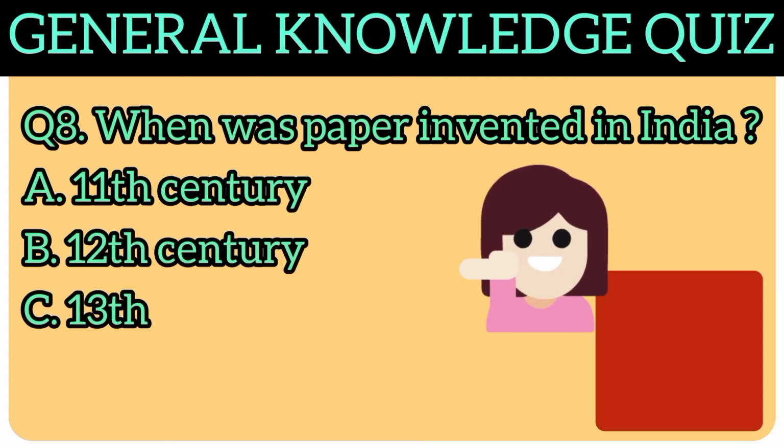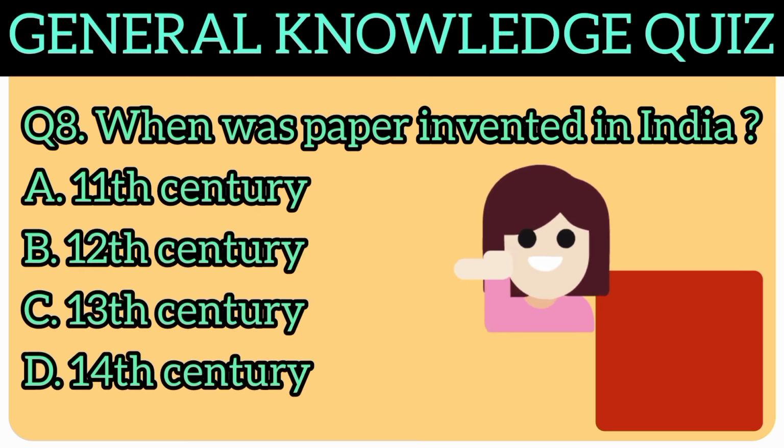Question 8. When was paper invented in India? Your options are A. 11th century, B. 12th century, C. 13th century, D. 14th century. Your time starts now.